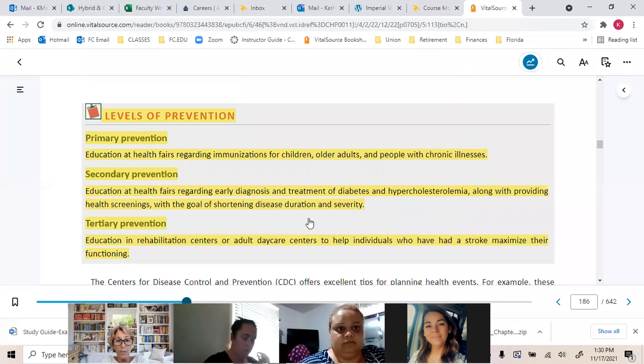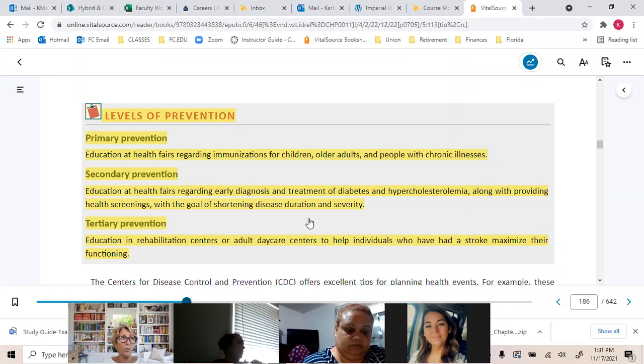Secondary, well, the education at health fairs regarding early diagnosis and treatment of diabetes, along with providing health screenings with the goal of shortening disease duration and severity. So secondary prevention is your screening. If you're in the middle of a health fair, you're trying to do screening. Let's say you're doing blood pressure screening, blood sugar screening, what else? You're doing screenings. Why? Because what is secondary? Early diagnosis and treatment. Early diagnosis and treatment, shortening the disease duration and severity.